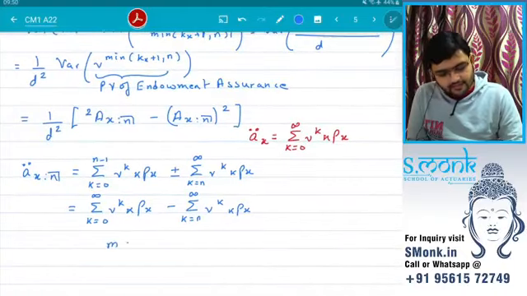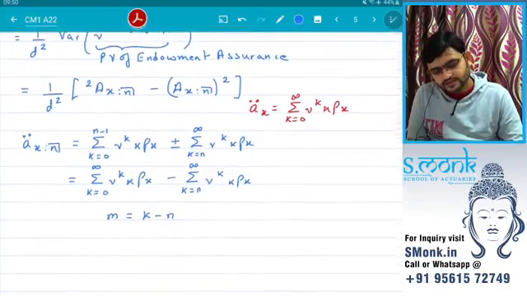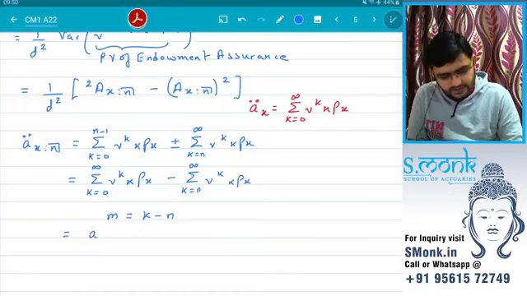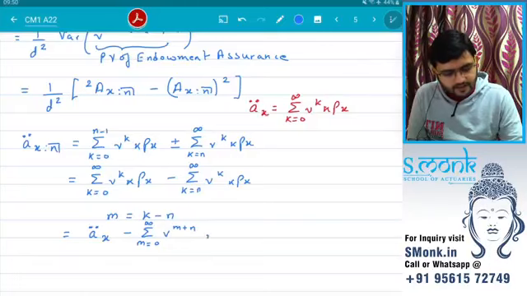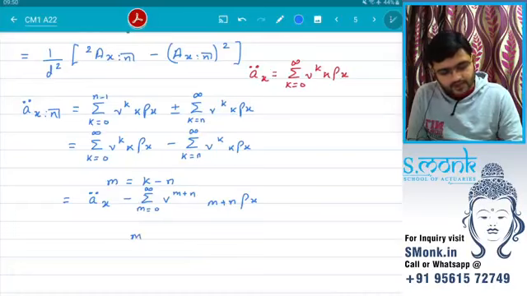Then we will take m, and write it as k minus n. The first term is just a due x. The second term becomes summation m going from 0 to infinity v raised to m plus n and m plus n px. We know m plus n px can be written as npx times mpx plus n.